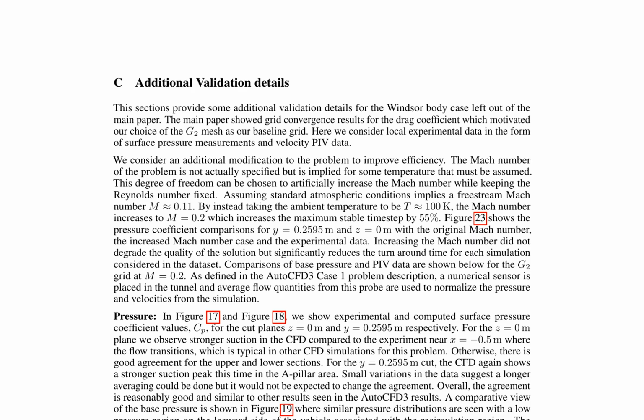The results presented in Figure 16 lay the foundation for further investigation into the turbulent flow physics and the development of more accurate turbulence models. This validation study focuses on the Windsor body case, leveraging local experimental data and surface pressure measurements to assess the numerical approach. An innovative strategy is proposed to enhance efficiency by increasing the Mach number while maintaining a constant Reynolds number. The results reveal excellent agreement between computational fluid dynamics, CFD, and experimental data for surface pressure and velocity, particularly within the recirculation region behind the vehicle.